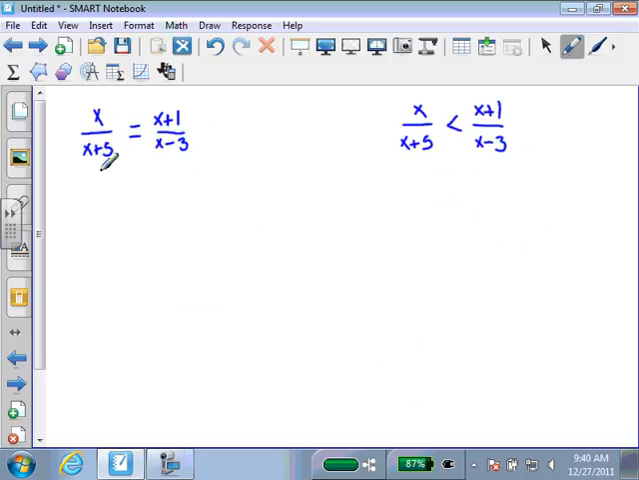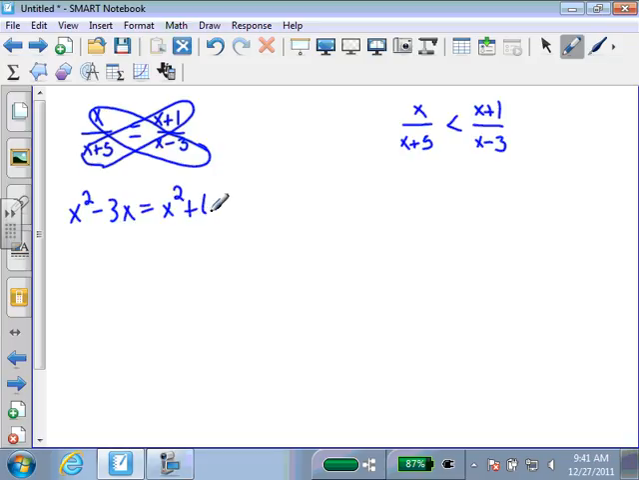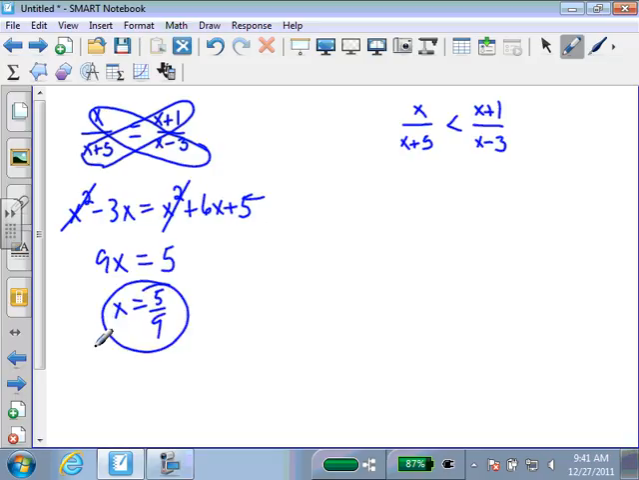If I have fractions on either side of an equal sign, most likely I am going to take a cross product. So I'm going to get x squared minus 3x equals this FOIL problem, x squared plus 6x plus 5. I'm going to move terms to the same side. The x squared will cancel. I'm going to get 9x equals 5, x equals 5/9. That's lovely, that's easy, that's quick.